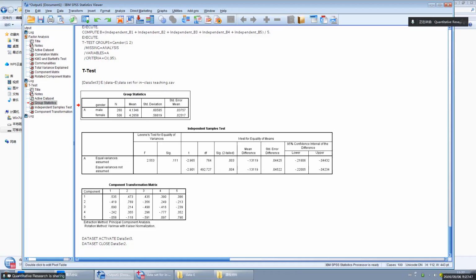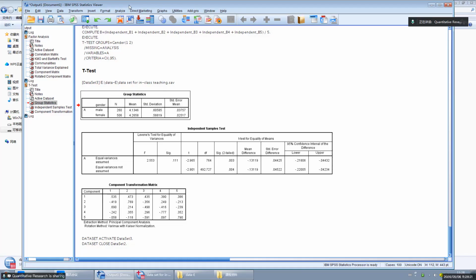So that's the way we conduct the independent t-test. Okay, then just now we said that when the p-value is not significant, we go to the first row. But when the p-value is significant, we go to the second row.